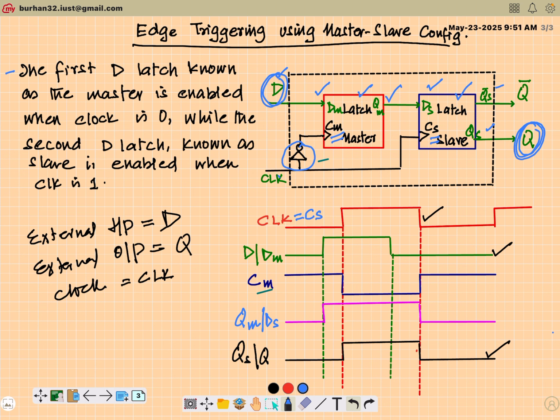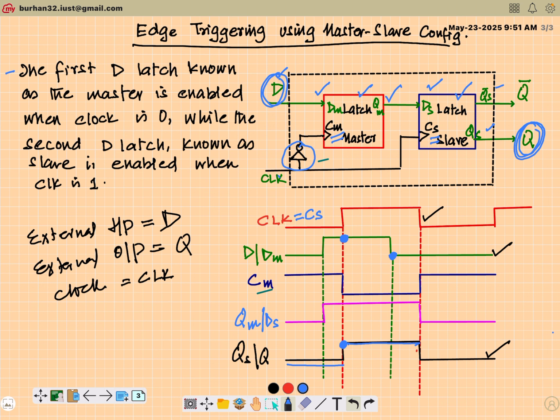So let's analyze what's happening. My clock goes high here, and at this instant the external input D is high. So output is low. At this instant, it goes high. Fine. But during this positive level of the clock, D also drops down to 0 here. But as you can see, the output continues to stay at 1 throughout. So it's not level triggering.